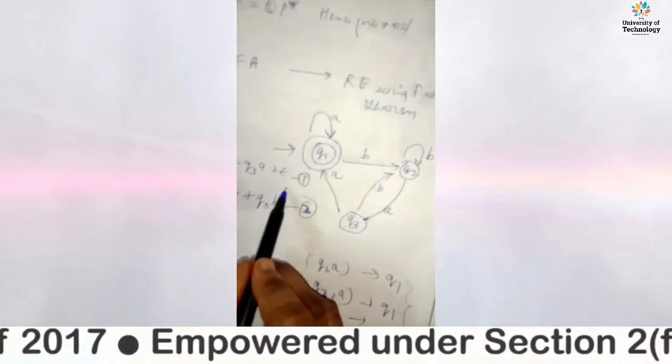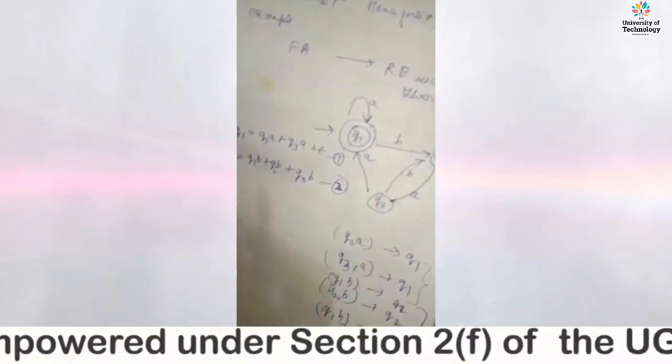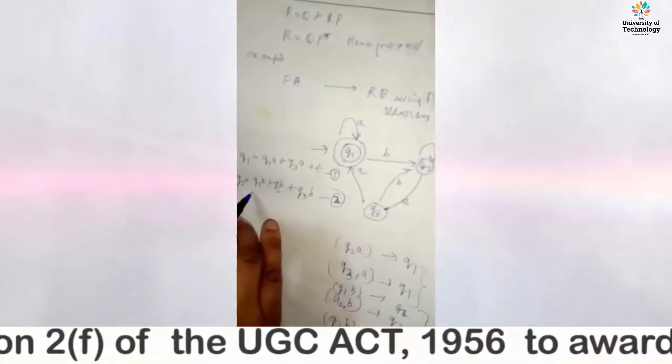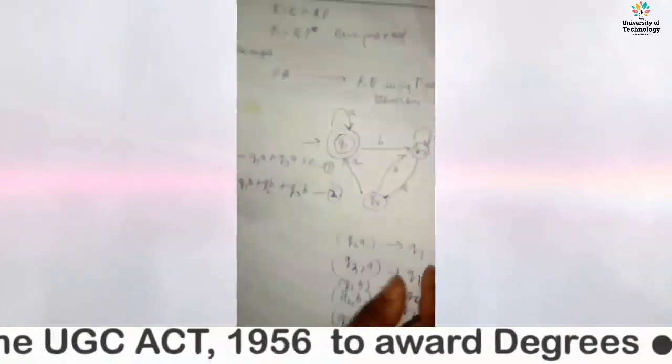Now the question arises: why are we not putting an epsilon over here? We are not putting epsilon over here because it's not the initial state. Q2 is not the initial state, so we are not going to write epsilon over here. These two lines are clear to you? Any confusion? No? So let's move further.